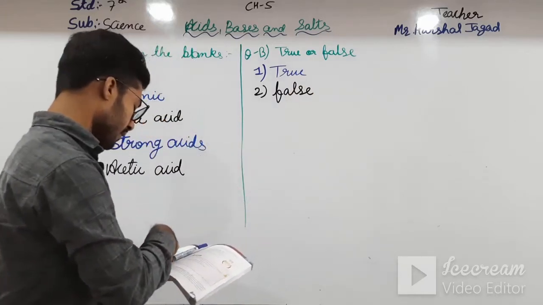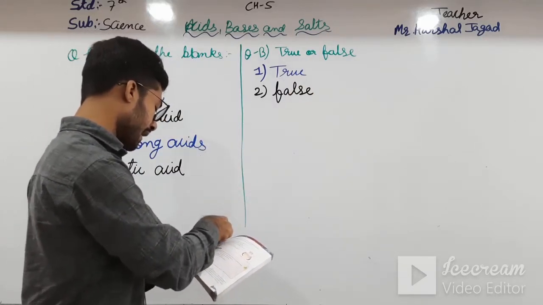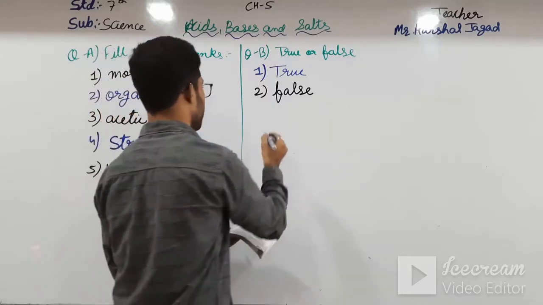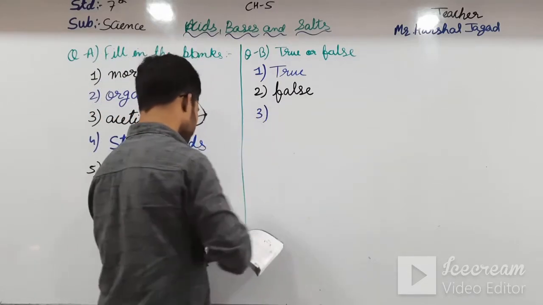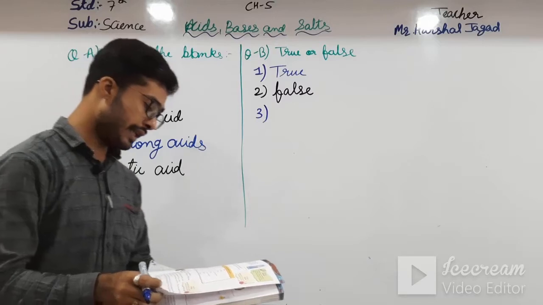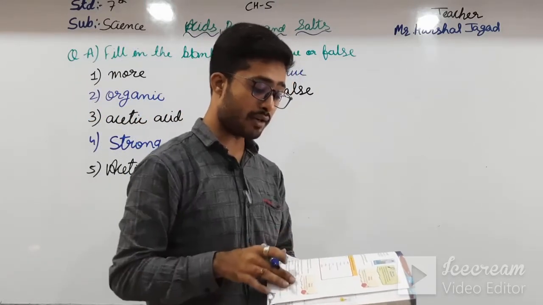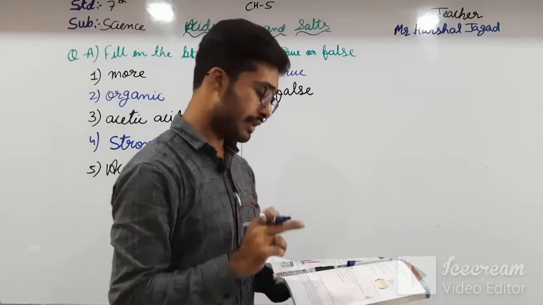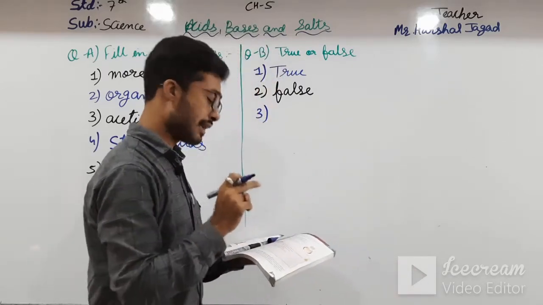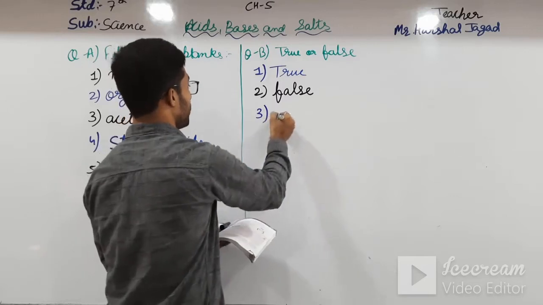Third one: organic acids are corrosive in nature. See here, the organic acids are not corrosive; this is for mineral acids, which are corrosive in nature.